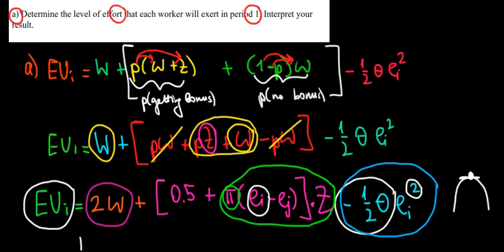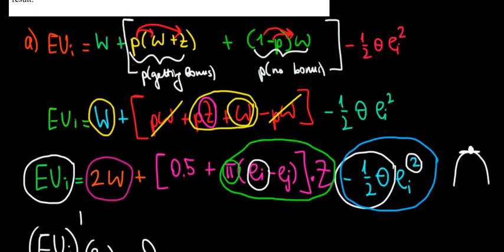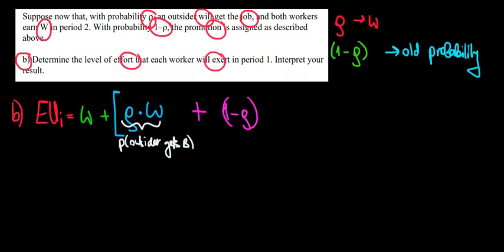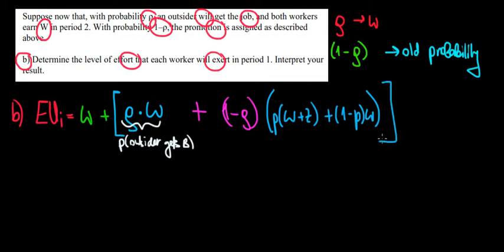So let's do it. Am I going to remember this? Yes, I think yes. So with this probability, we might have the following. We might have P times W plus Z. We might get the bonus, and with the remaining probability we might not get the bonus. Now we're closing the bracket because this is all we got for the second period, right? We're closing the bracket over here, and we still have the cost of effort just like before. So minus 1 over 2 theta e to the power of 2.